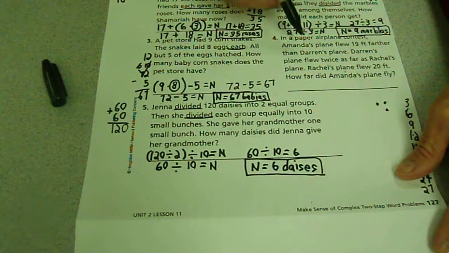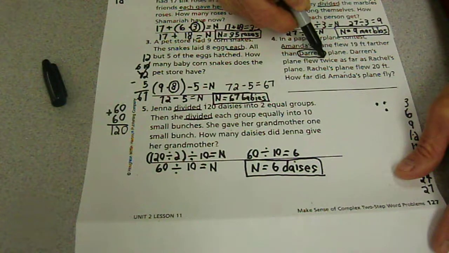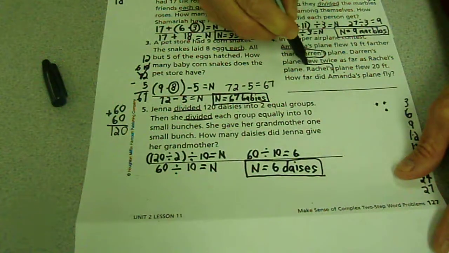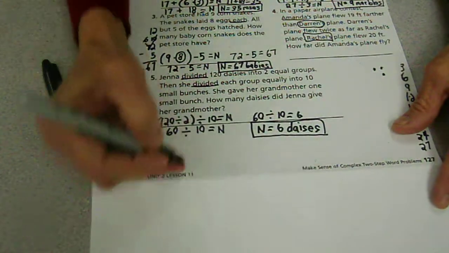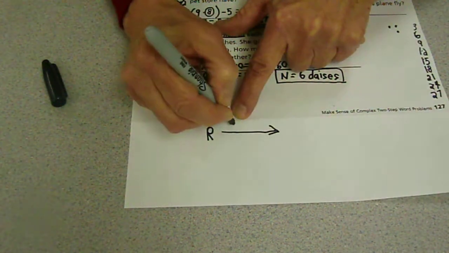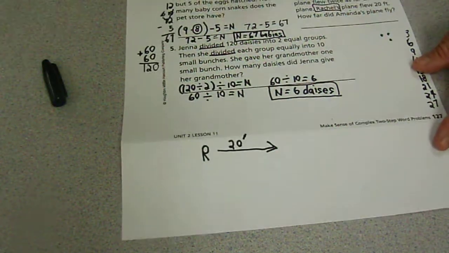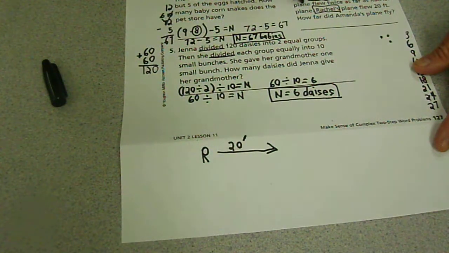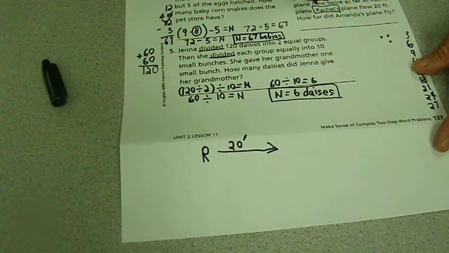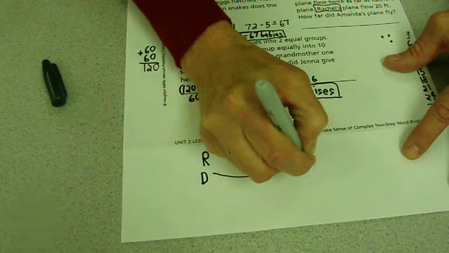So Amanda's up here. And then I have Darren. And then I have Rachel. So far all I know is Rachel. So I'm going to put an R down here for Rachel. Rachel's plane flew 20 feet. So I'm going to put an arrow. And this is 20 feet. Darren's plane flew twice as far as Rachel's plane. So this is going to be Darren at twice as far.